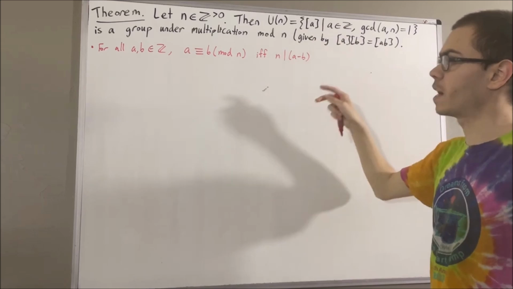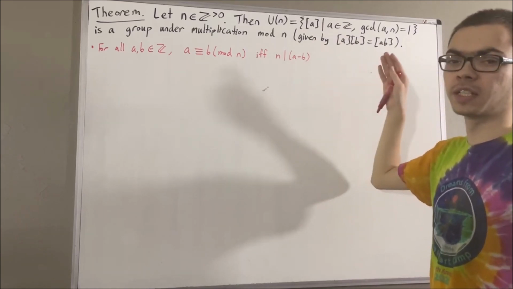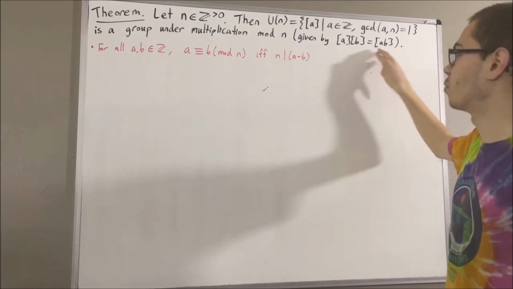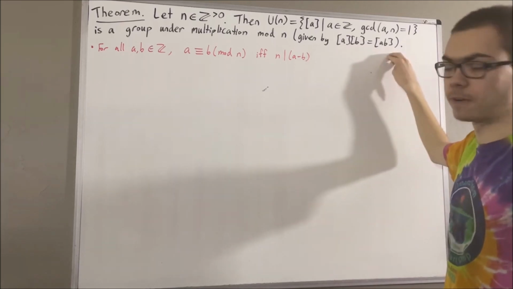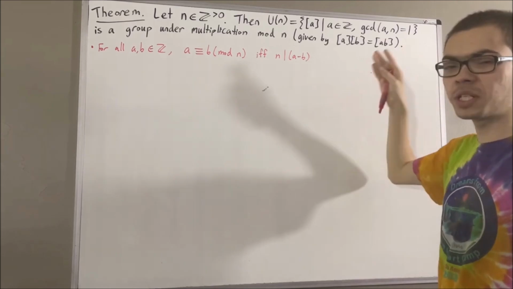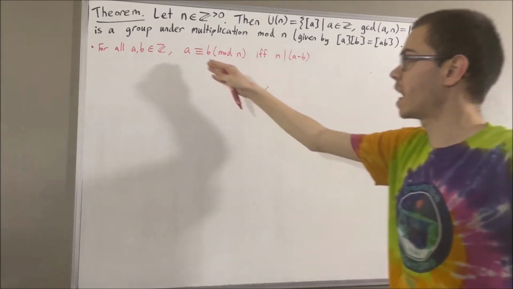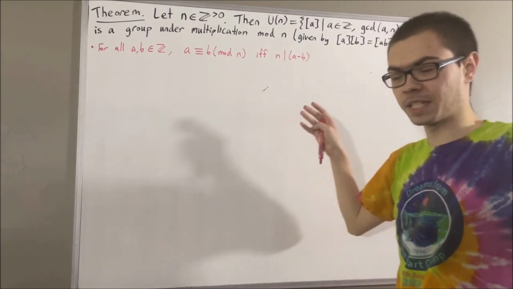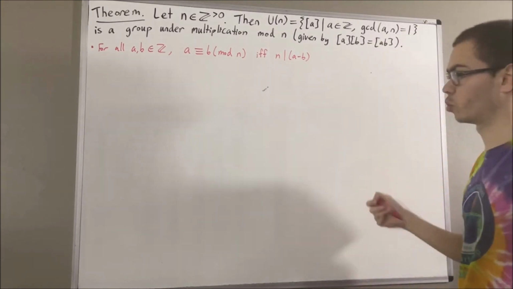And we have defined how to multiply two equivalence classes, which is like this. And we have proven that this operation is well defined. And by properties of equivalence relations, we have that a is congruent to b modulo n if and only if the equivalence classes of a and b are equal to each other.